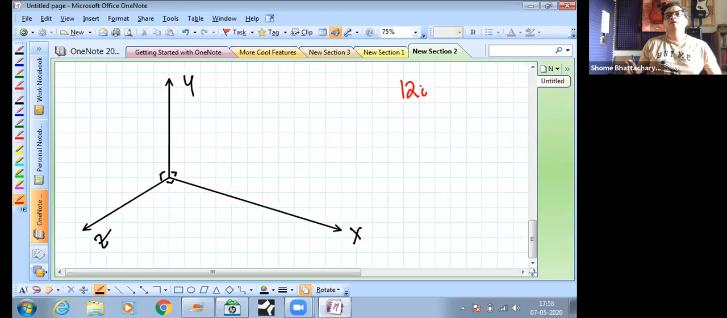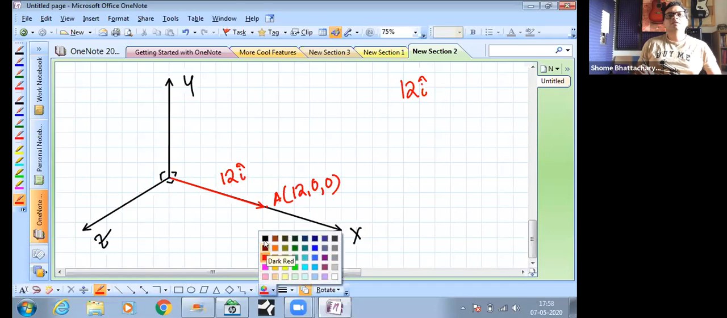Now let us start by drawing the vector 12 i cap. How does that vector look? Just forget about the other two components. Just think how 12 i cap looks. It will be a vector like this, joining the origin of my system with a point over here, which is, let's say, the point A, which has coordinates 12, 0, 0. Such a vector. So I can think of this vector as the vector OA.